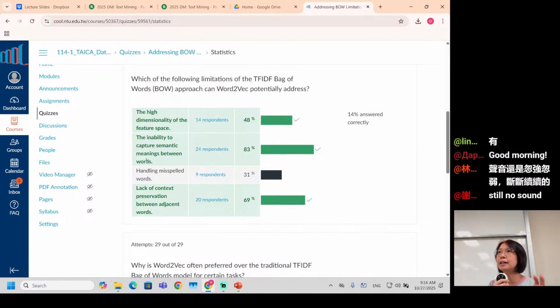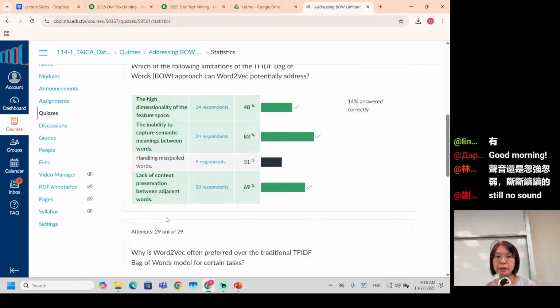How semantics are defined is based on the surrounding words that relate to a word. That is why we can capture the semantic meaning. And the next one: lack of context preservation between adjacent words.